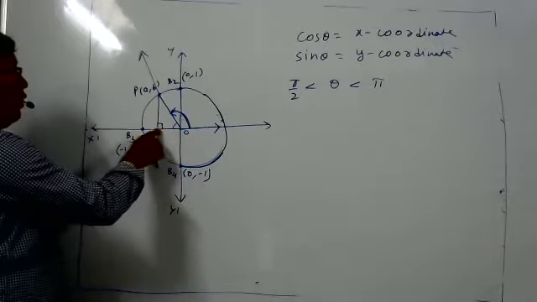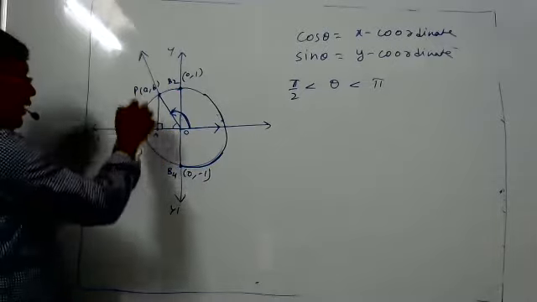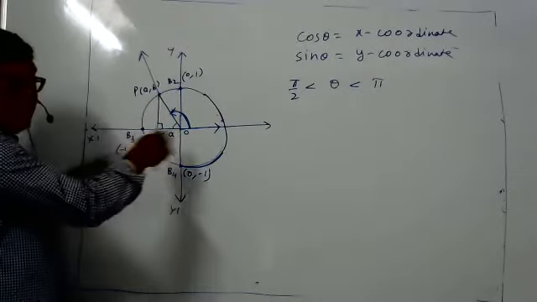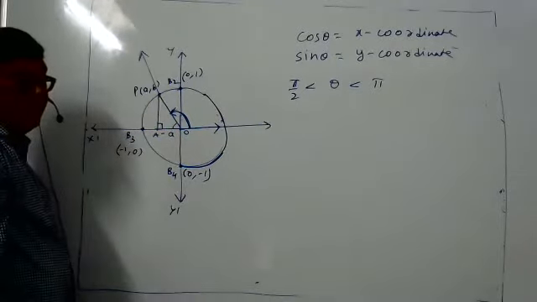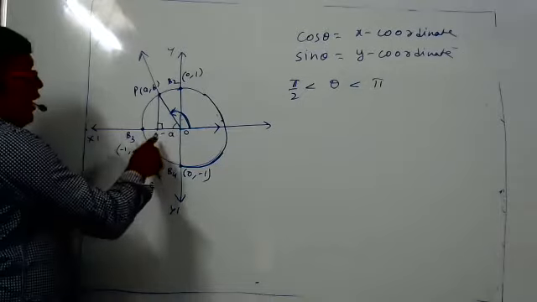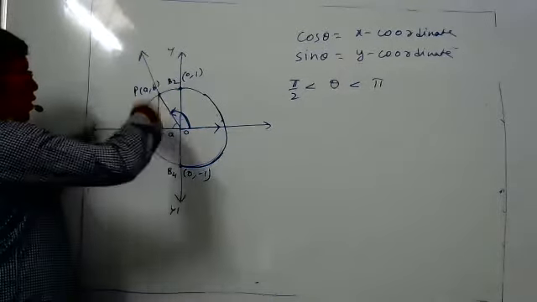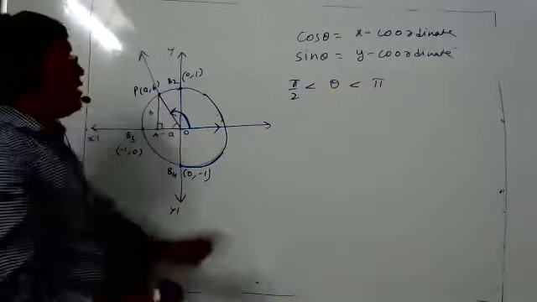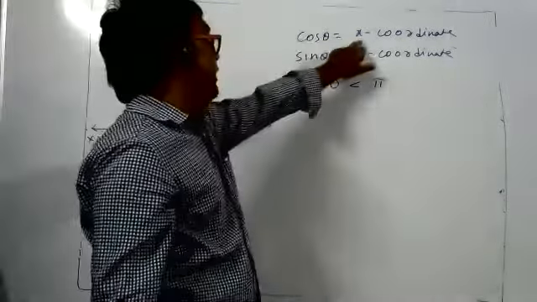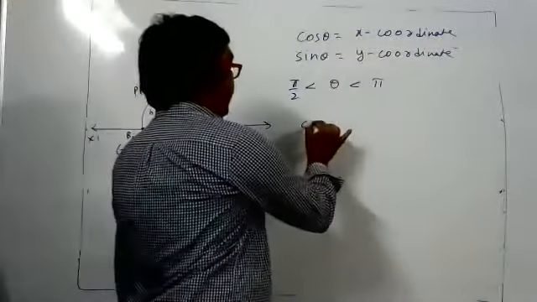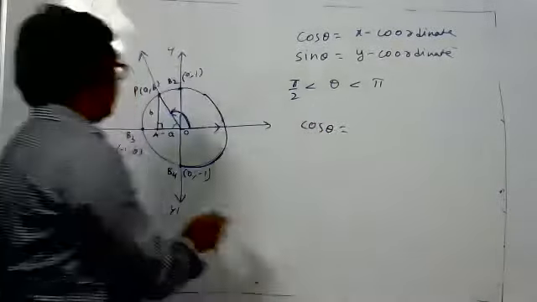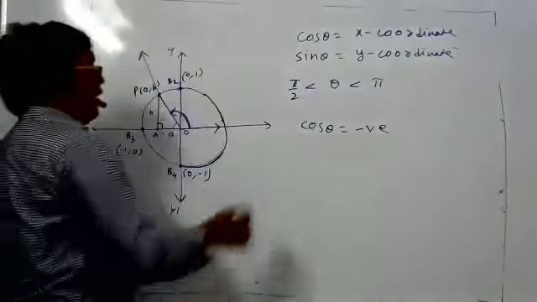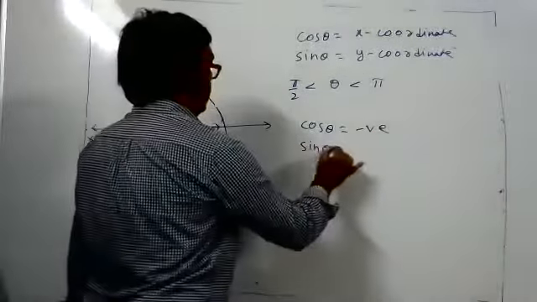So what happened? OA will be how much? Negative A. Negative axis means minus A only. And what about this one? B. P(negative A, B). Now what is cos theta? Cos theta is the x coordinate. So is cos theta positive or negative? Negative. Cos theta is negative in the second quadrant. What about sin theta? Positive.